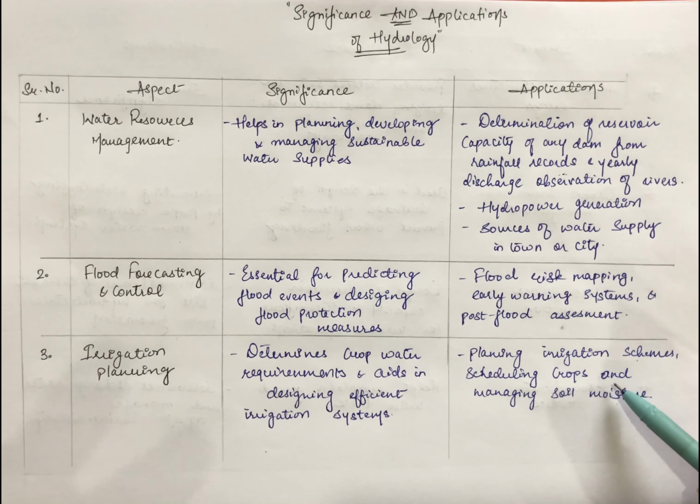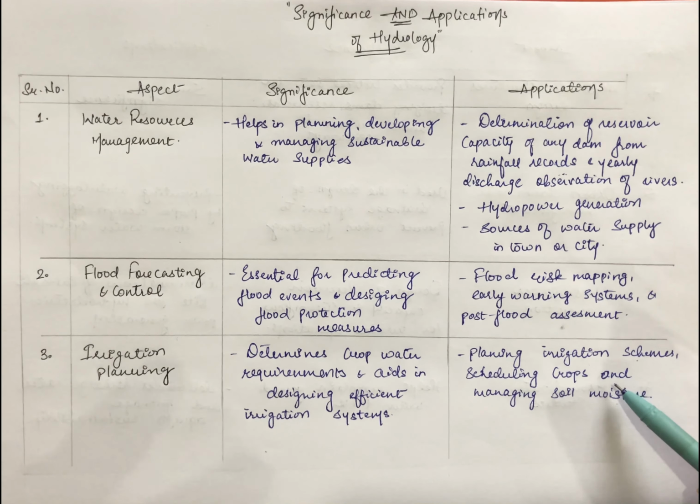So it means what will be the quantity of water that will be required by the different crops for the time period when they remain in the field, and how we need to manage the soil moisture in the plants so they do not reach the wilting point. So these are the applications from the irrigation planning aspect of hydrology.